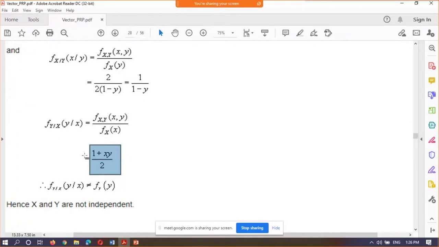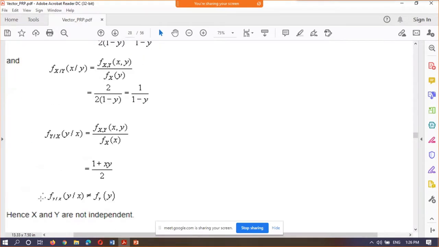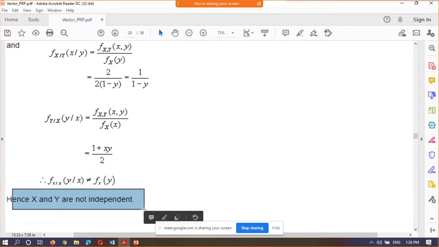So you can see that this is the conditional density function of y when x equal to x is given, and its value turns out to be (1 plus xy) by 2. And this one is not equal to f(y), because f(y) we obtained is only 1 by 2. So if these two are not equal, it means there is some dependency between x and y. So we can say that x and y random variables are not independent.